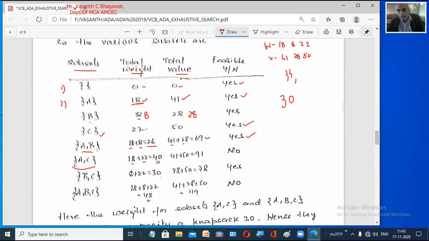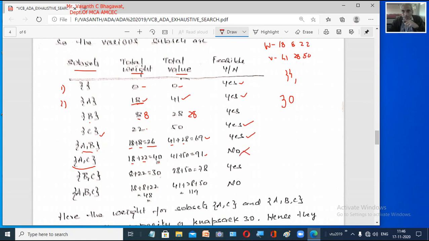Now is it feasible? Looking at the profit, you are getting 91. You will say, oh, we got the highest profit. The profit is 91, but it is not feasible. Why? Because when you select items A and C, the total weight of both items becomes 40 kg. But what is your capacity of knapsack? It is 30 kg. You have a bag of only 30 kg. How can you put two items whose weight is 40 kg in this 30 kg bag? It does not fit, so we say that this is not feasible for us.